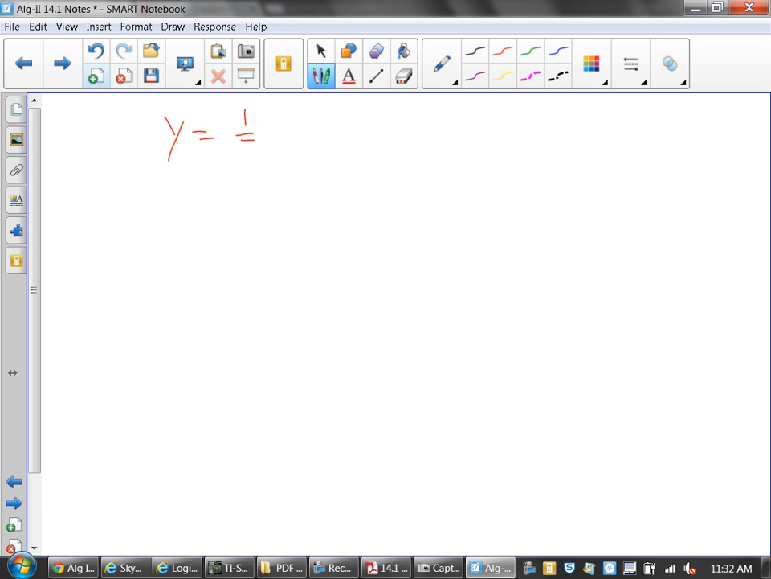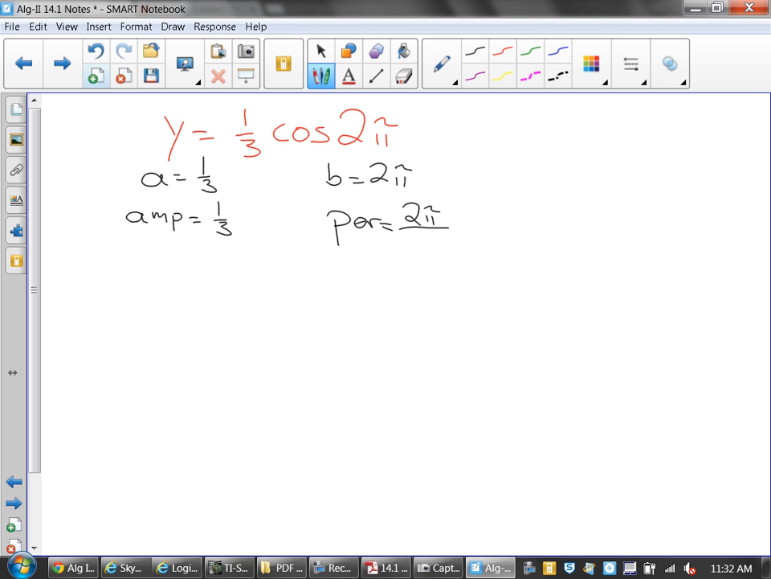Y equals 1/3 cosine of 2 pi x. A is 1/3, so therefore my amplitude is 1/3. My B value is 2 pi. So what's my period then? Remember, the period is always 2 pi divided by B. So my period here is 1. It's 2 pi divided by 2 pi.